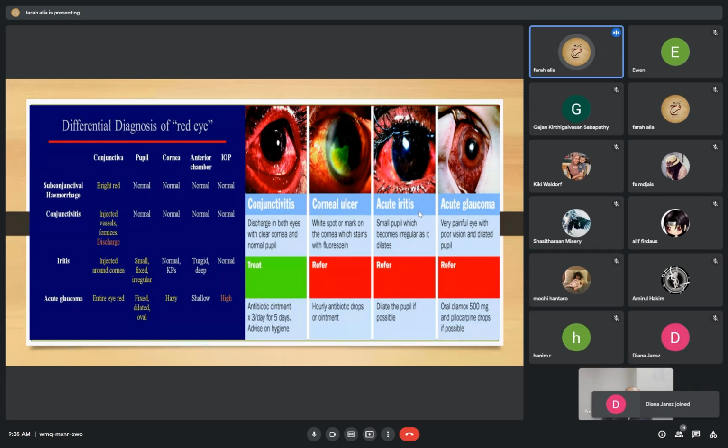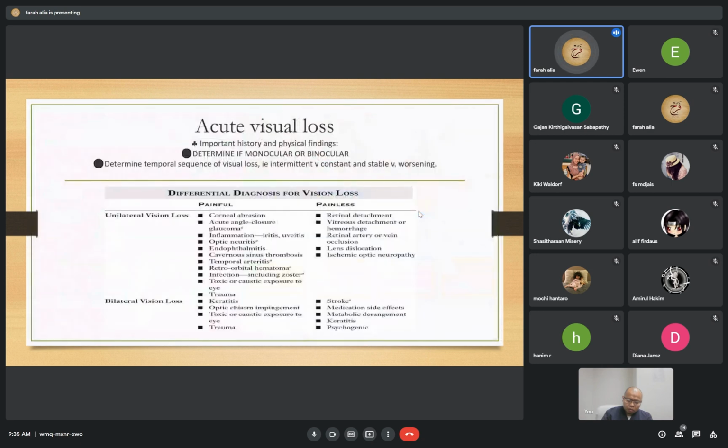For the treatment in ED for conjunctivitis, we usually treat with antibiotics. If the patient is stable, there is no need for urgent referral. Other types, such as corneal ulcer or acute glaucoma, need urgent referral to the ophthalmologist. The next one is acute vision loss.